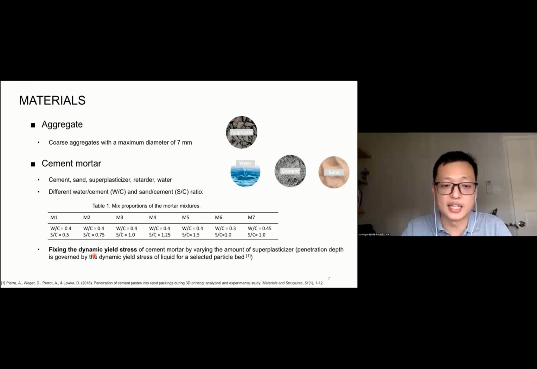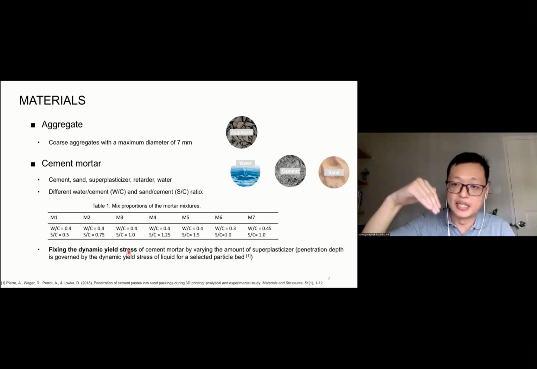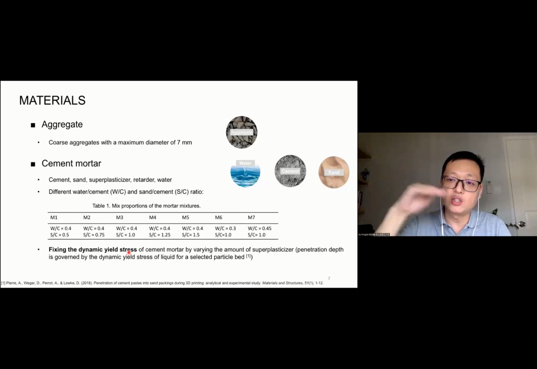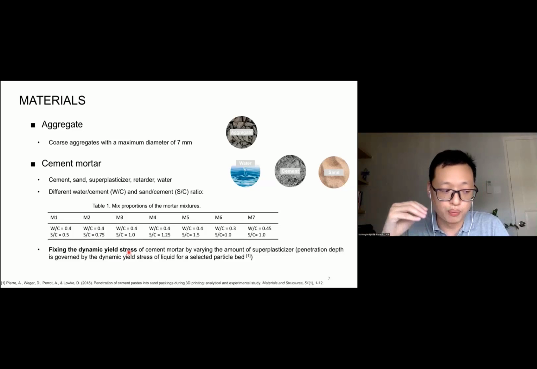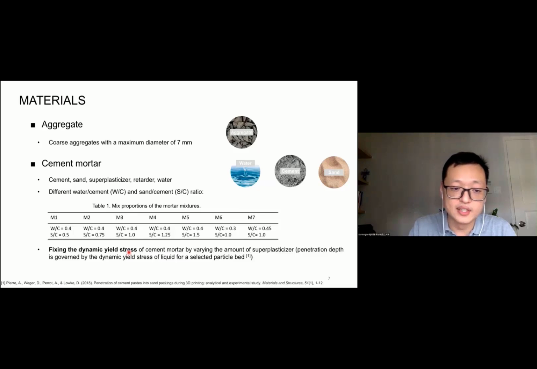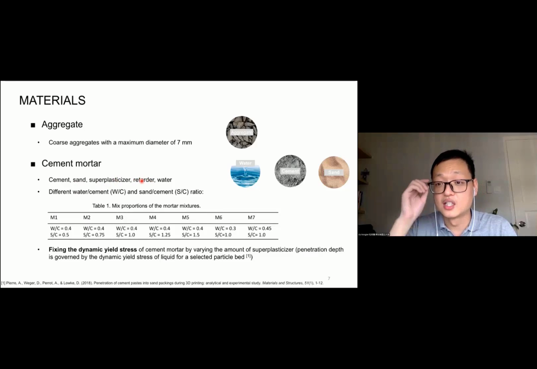we're trying to fix the dynamic yield stress. Because in our previous study, we identified that the dynamic yield stress is very important to govern the penetration ability of the cement paste into the aggregates. So most likely the performance of the printed concrete is governed by the yield stress. So we finely tuned the dosage of superplasticizer and the retarder so that all the mix proportions have almost the same yield stress. Through this way, we can control the printing quality.